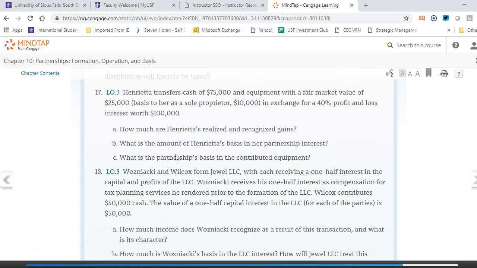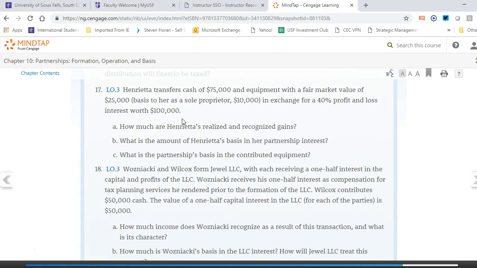Question 17, Henrietta transfers cash of $75,000 and equipment with a fair market value of $25,000, and the basis in that was $10,000, in exchange for 40% profit and loss interest worth $100,000. So question A, how much is Henrietta's realized and recognized gains? Henrietta has a realized gain, but none of it will be recognized, which is the key. So there's no tax situation on this at this point.